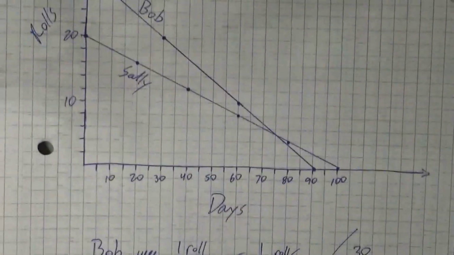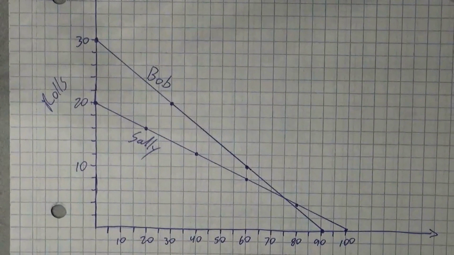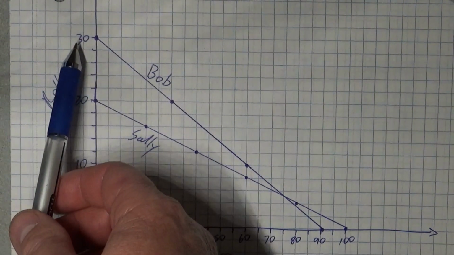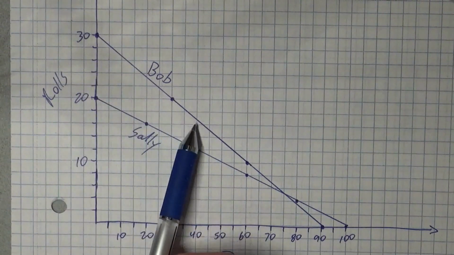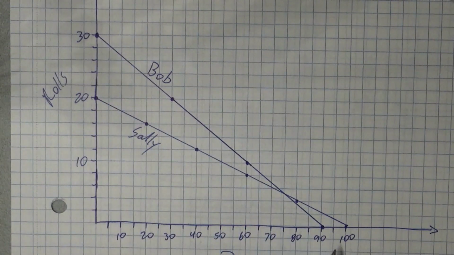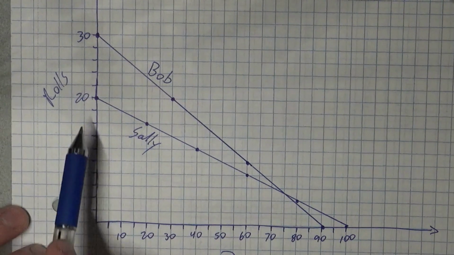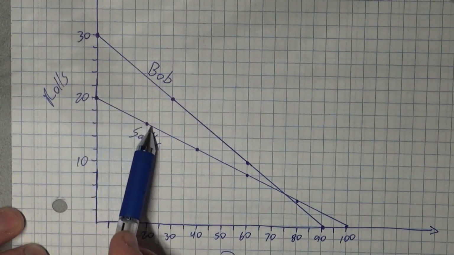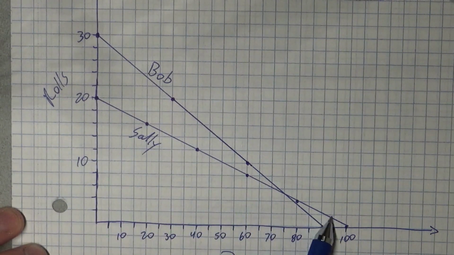If you were to graph this, which I did here, you would find that we can see Bob starts up at 30. His supply dwindles steeper because he uses 1/3 of a roll every day, and his supply is exhausted at 90 days. Sally starts with less, but the rate of consumption is also less, so she's going to outlast Bob and make it to 100 days.